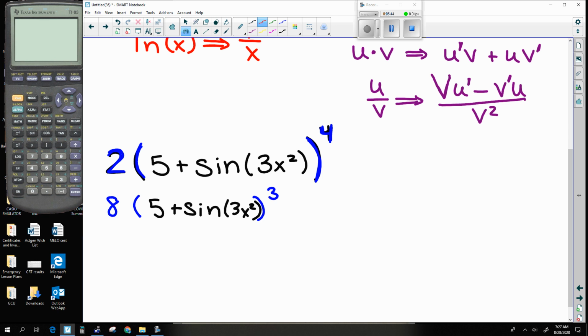Okay. Now, the next layer to that onion is the 5 plus sine. So what we do is we multiply by the derivative of that. So 5 goes away and sine goes to cosine. Again, we leave the inside of that alone. So then inside of that, again, layers of the onion getting peeled away, is 3x squared. And so we multiply by the derivative of that.